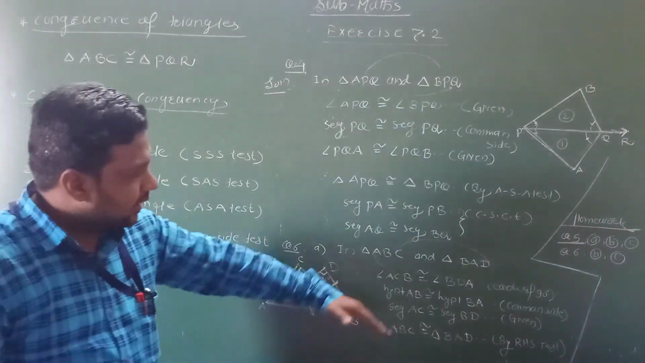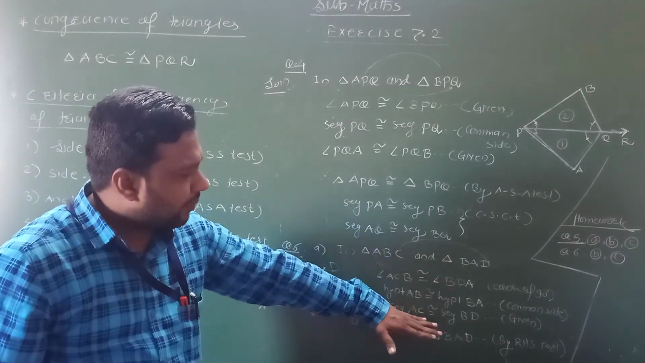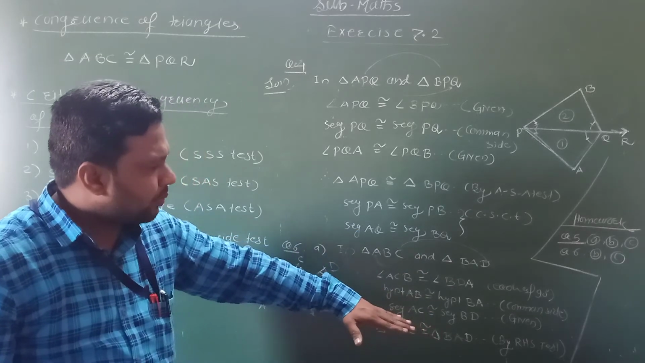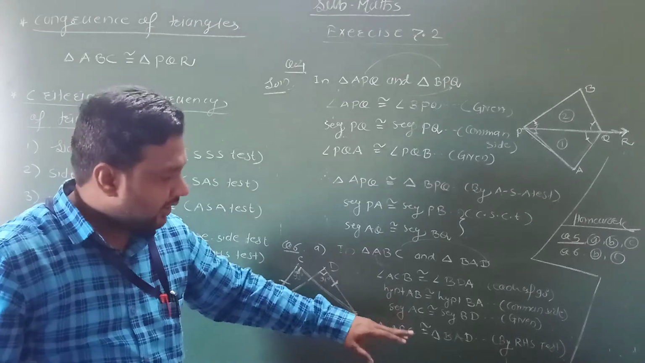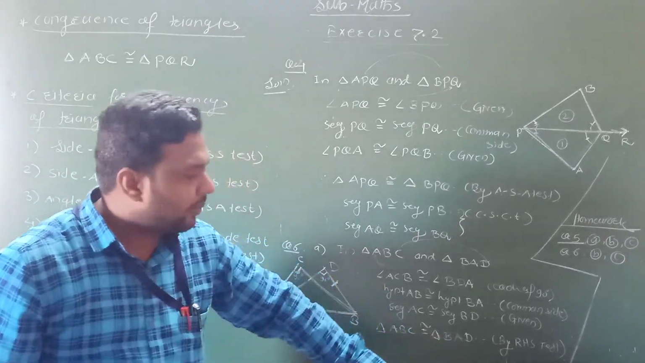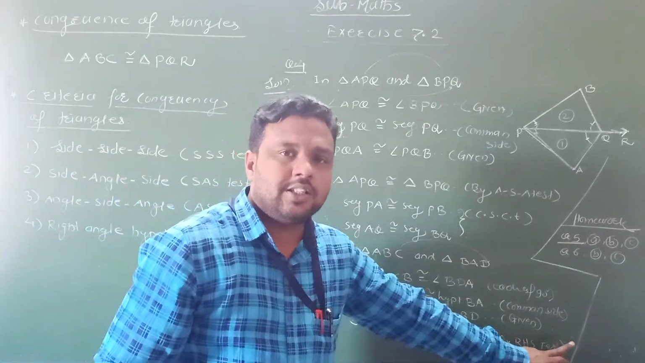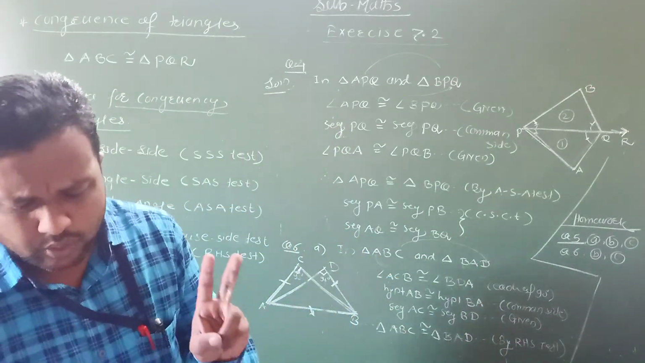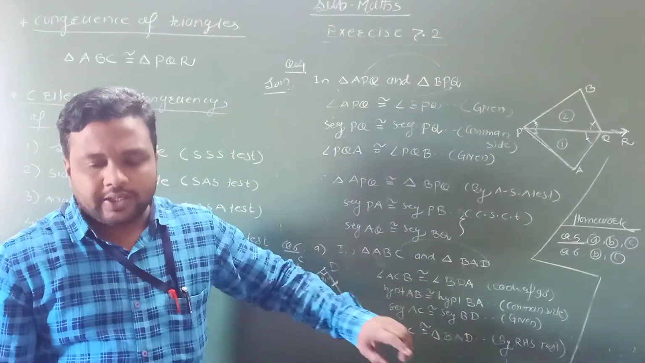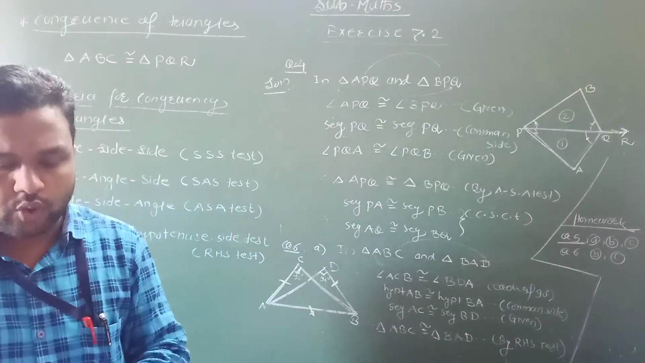Okay, now in these two triangles, three corresponding parts are congruent, and which are the three corresponding parts? Right angle, hypotenuse and the side. Therefore these two triangles are congruent by the RHS test. Okay, in this way you have to complete two examples from this question, that is B and C. This is homework for you.